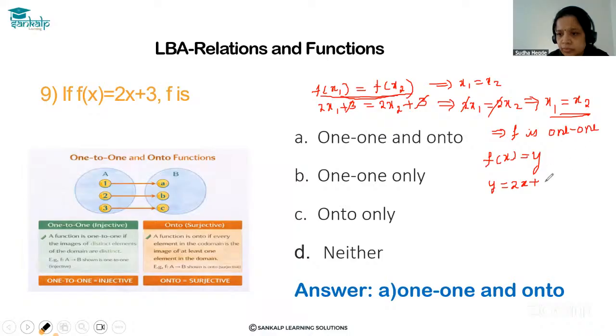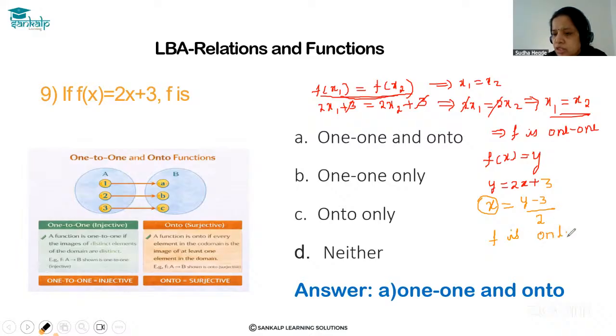Then find x. x is equal to y minus 3 by 2. Correct? y minus 3 by 2. So, for each y, you will have some x. For each image, you will have some pre-image x. Therefore, f is onto.